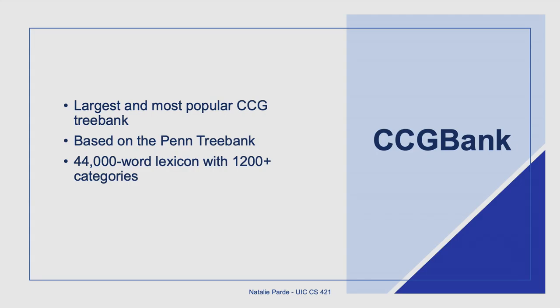Just like tree banks exist for phrase structure parses, they also exist for CCG parses, and the availability of these resources is crucial for the development of probabilistic CCG parsers. The largest CCG tree bank is CCG Bank. It's based on the Penn tree bank and includes a 44,000 word lexicon with more than 1,200 categories.